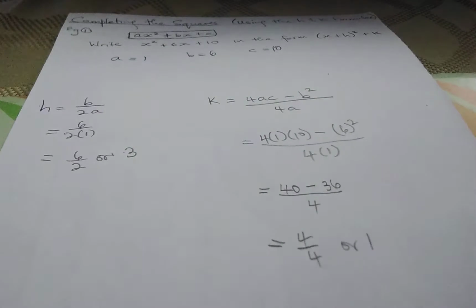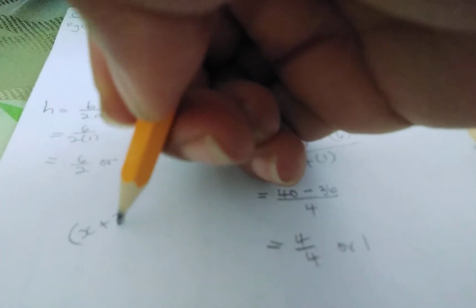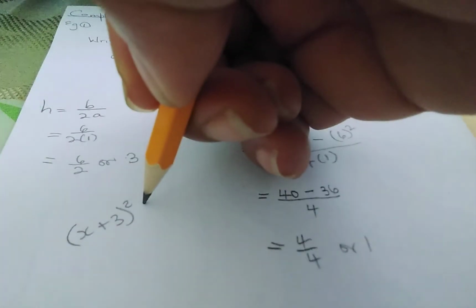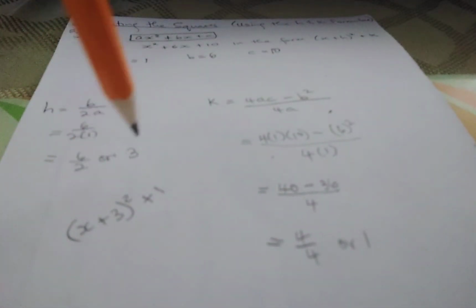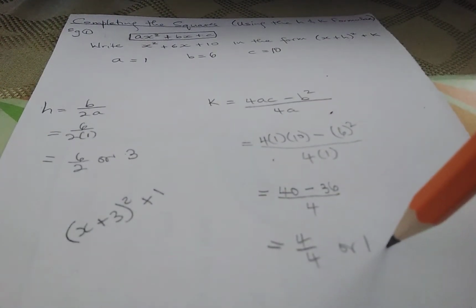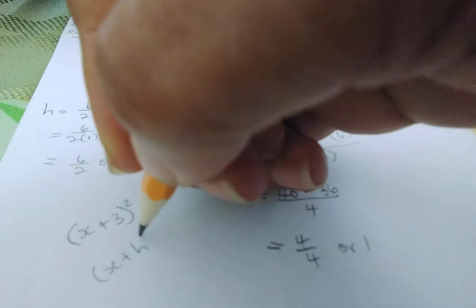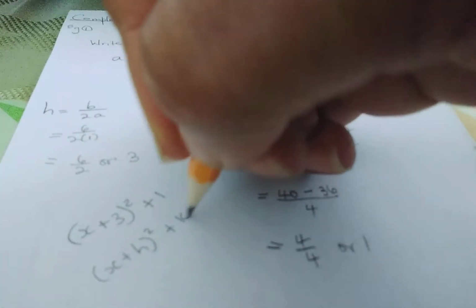So the final answer, writing it in the form x plus h, all squared, plus k, is written like this. We have x plus 3, all squared, and we're going to put a plus 1. We put plus 3 because 3 is positive, and we put plus 1 because 1 is positive in the k. So we wrote it in this format: x plus h, all squared, plus k. Now let's check it back using the squares.